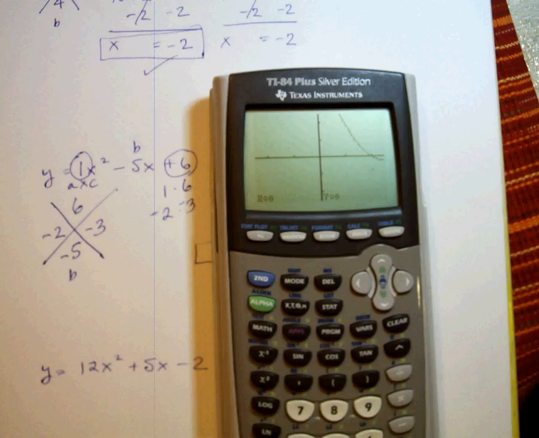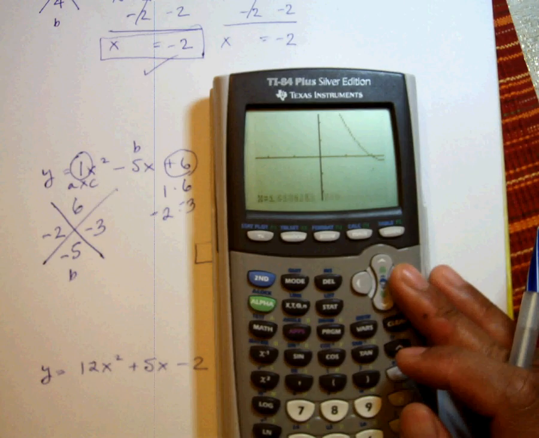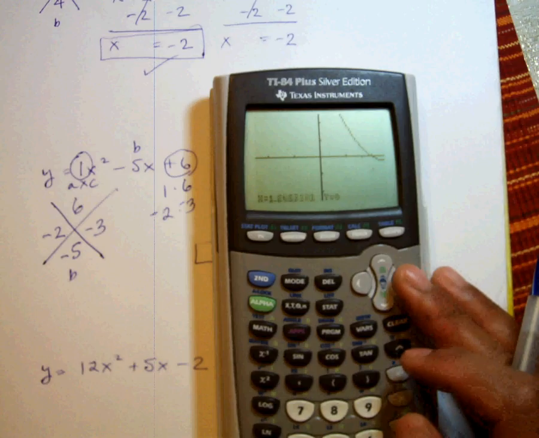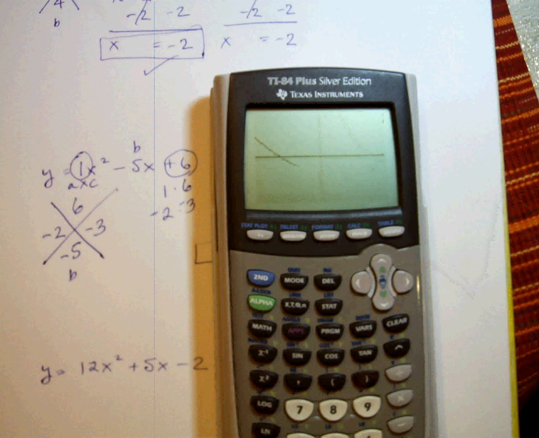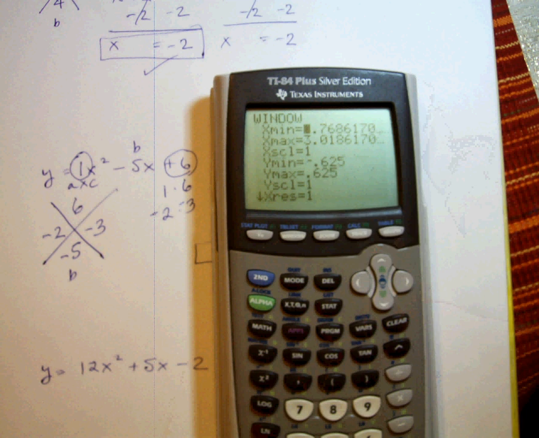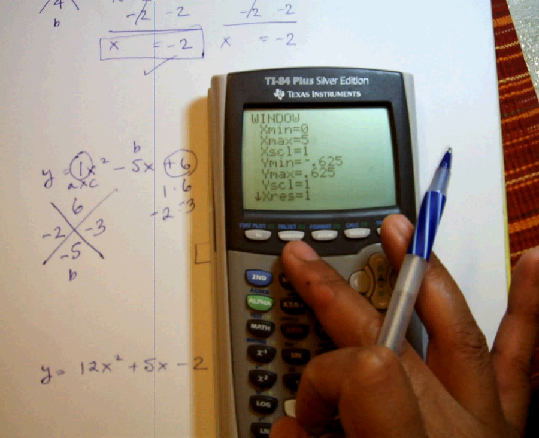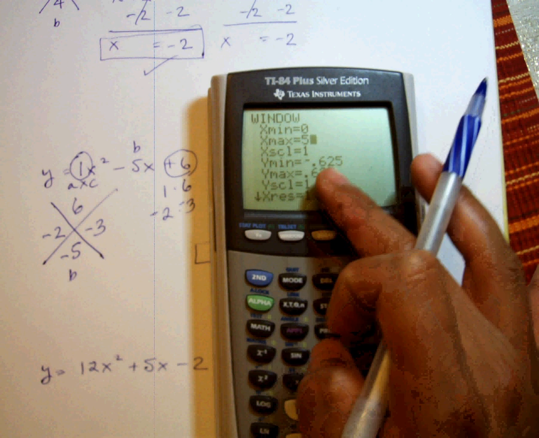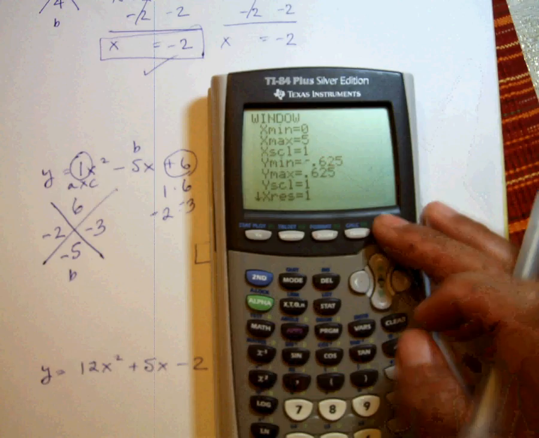Okay, I'm going to move my cursor a little bit. Okay, I just have to play with it a little bit here. Let me change my X min to 0 and then 5. What I did was I took my window and changed it to these different points here, 0 and 5. And graph this.